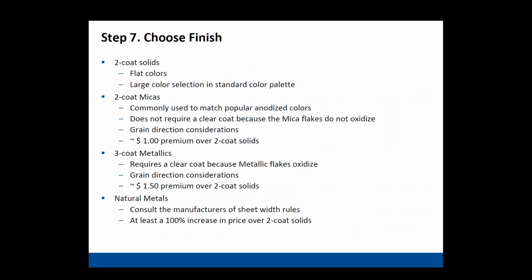You have to concern yourself with grain direction considerations, and it's approximately $1 a square foot premium over the 2-coat solids. 3-coat metallics require a clear coat because metallic flakes oxidize, as I mentioned before, and you also have grain direction considerations, and the metallics are approximately $1.50 a square foot premium over the 2-coat solids. The natural metals, again, consult your manufacturers on the sheet width rules, and then all natural metals are probably a 100% increase in price over the 2-coat solids. Next slide.